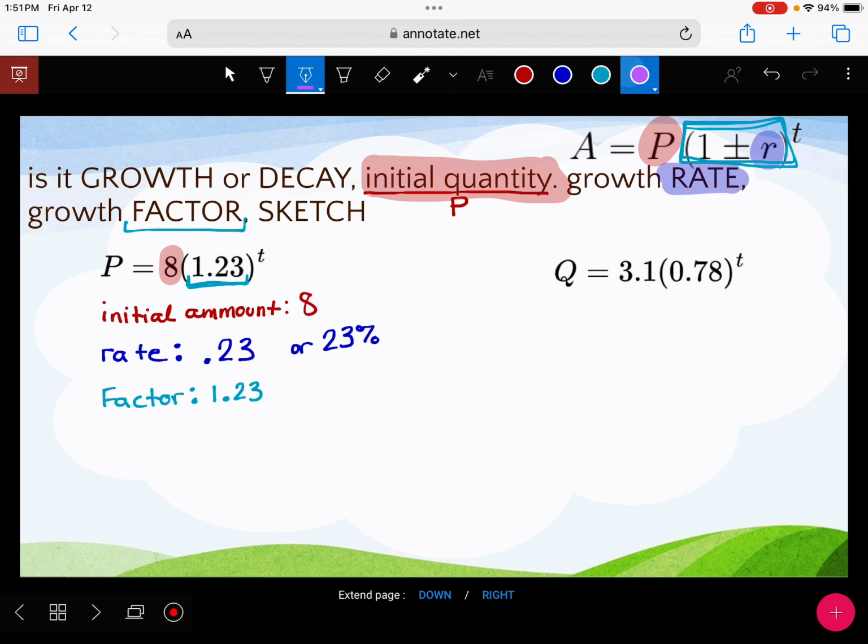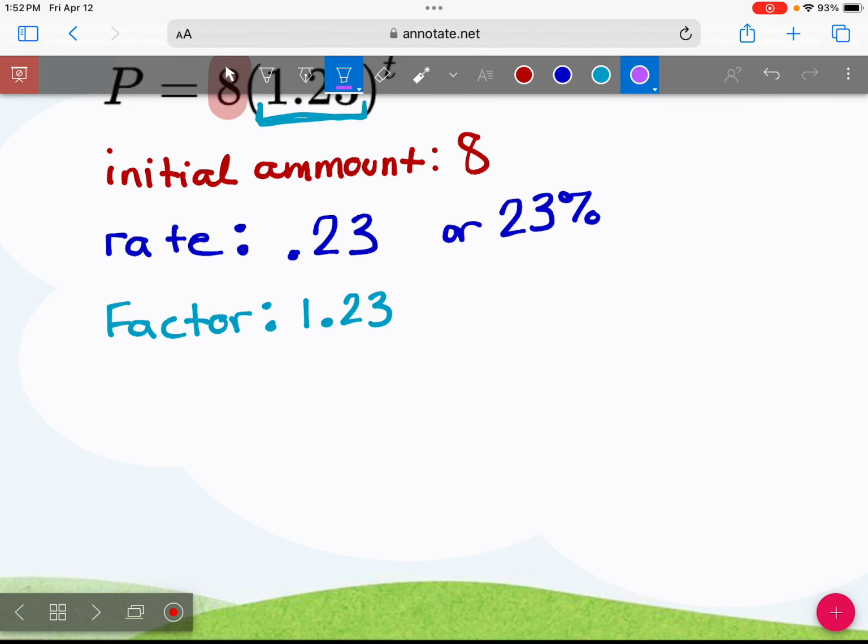Oh, I didn't even talk about, is it growth or decay? Whether we can tell if it's growth or decay depends on whether they added or subtracted. We talked about it, but we didn't give it a name. So was this growth or was this decay? Growth, because they added a number.